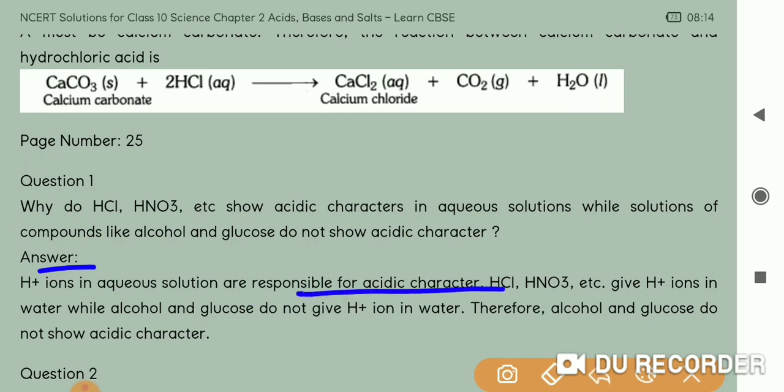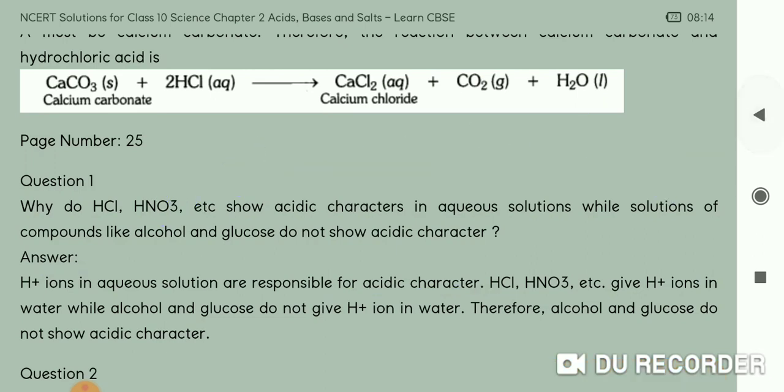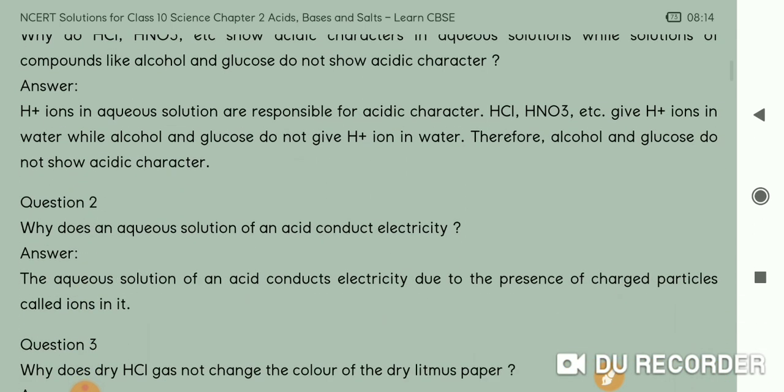Now when you add any acid in water, it produces H plus ions. For example, HCl on dissociation gives H plus and Cl minus. So these H plus and Cl minus ions are produced in the aqueous solution. Alcohol and glucose do not produce these H plus ions, and hence they are not considered acids. Okay.